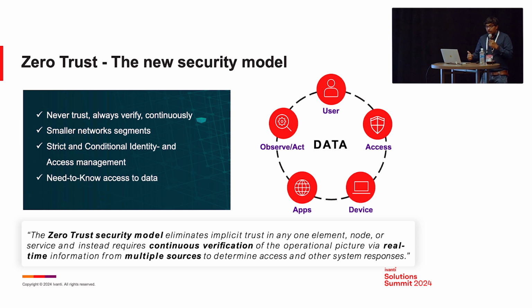So zero trust is the new security model that is built on a never trust, always verify concept. It also breaks down your networks into smaller segments. So even in the case of an attack, your attack surface drastically goes down, from being able to access anything in your network to only something applicable to that specific segment. Also, conditional identity and access management is an integral part of zero trust, and you really need to know who's accessing that data. So zero trust is a model that is purely built on your user, data, access, device, and applications.